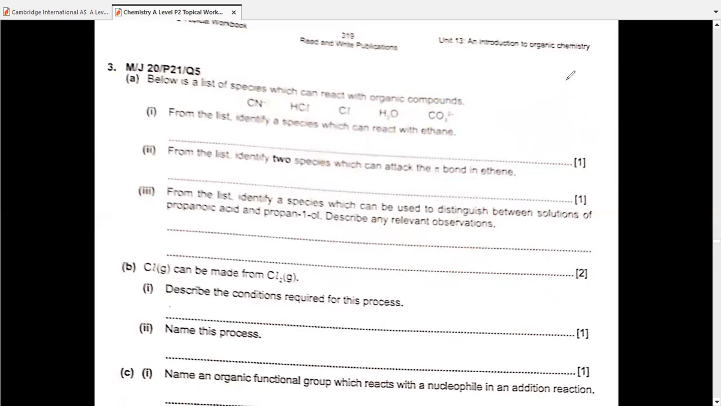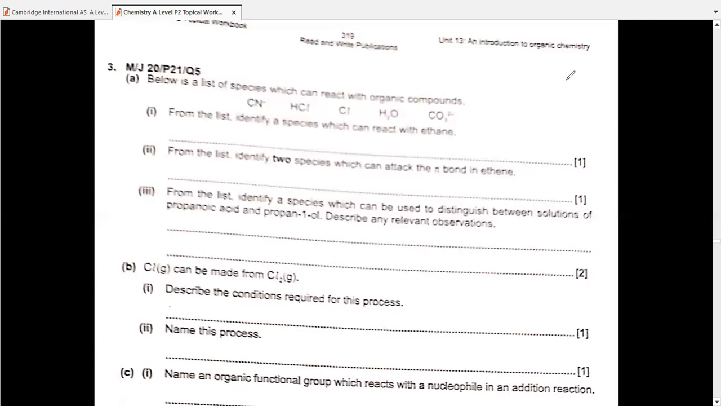Okay, from the list, identify a species that can be used to distinguish between solutions of propanoic acid and propanol. Sir, water, so it will dissolve the alcohol but not the acid. It actually dissolves both. Propanoic acid is also soluble in water. However, alcohol is soluble in all proportions. Propanoic acid is a weak acid, but still soluble in water. It won't show much of an acidity, won't give a too low pH, but it is soluble because it's a small acid, not a big one, just three carbons in the chain.